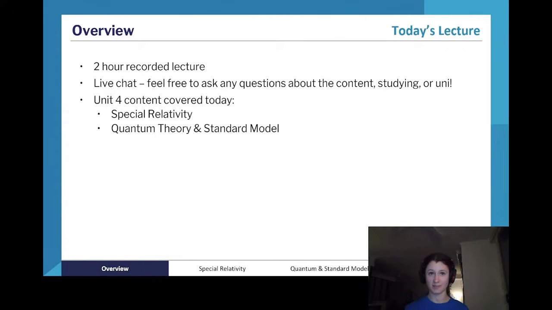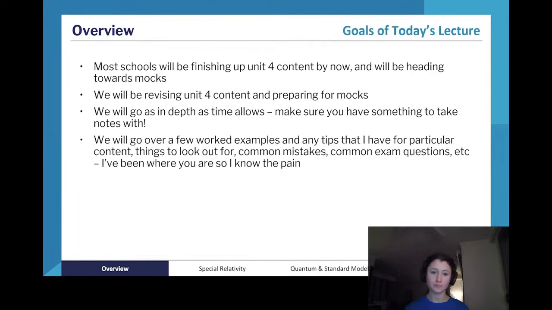So, the content that we're going to be covering today is special relativity, and then quantum theory and the standard model. So this is our Unit 4 content. We're doing all of Unit 4 today. Alright? So, these are the goals of today's lecture.